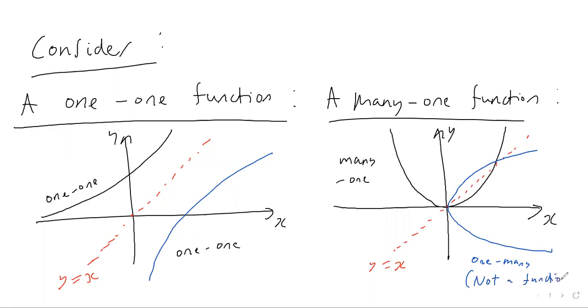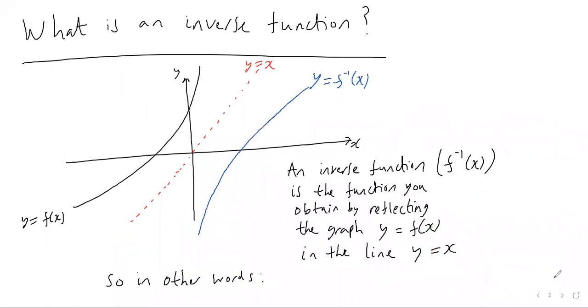Okay, so this is just a bit of motivation for what an inverse function is, because as we'll see on the next page, an inverse function is literally the function that you get when you reflect a function in the line y equals x. So if this black line is y equals f of x, reflect this in the line y equals x, and you get this blue reflection curve. This is your inverse function. And we call inverse functions f minus one. So that's the notation here.